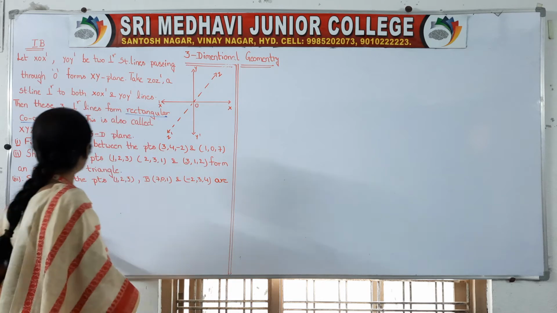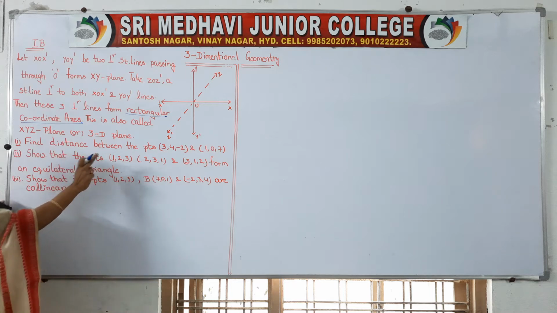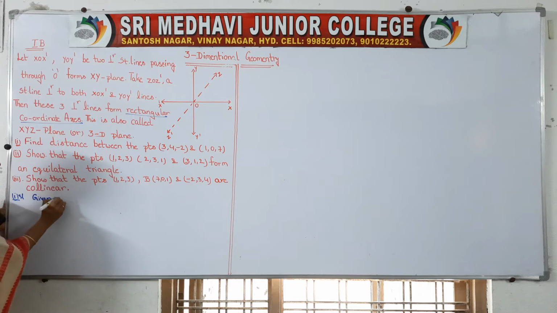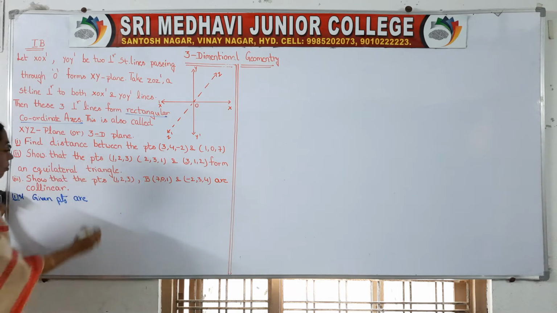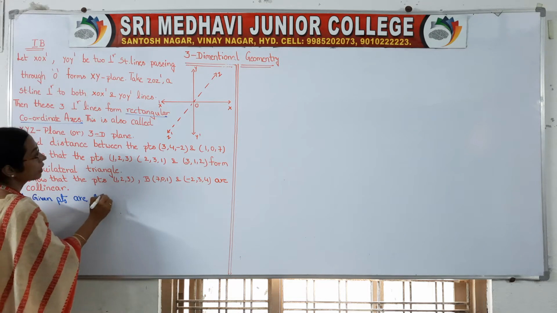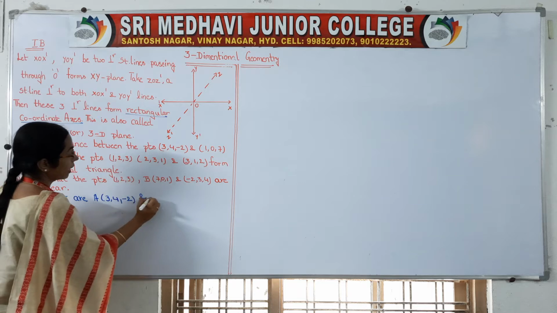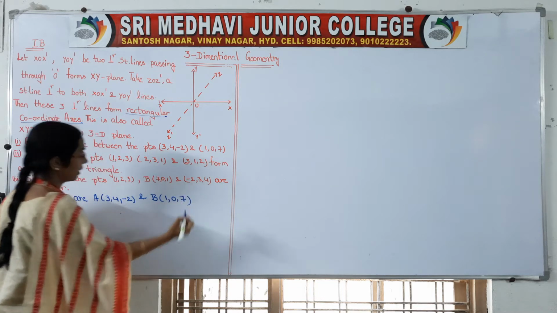Now come to the first question. Find the distance between the points. Number one, solution. What are the given points to you? The given points are, you can take A is (3, 4, -2) and B is (1, 0, 7).